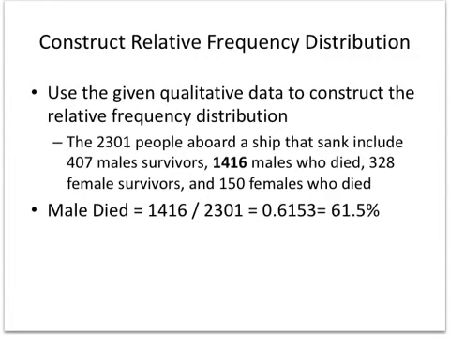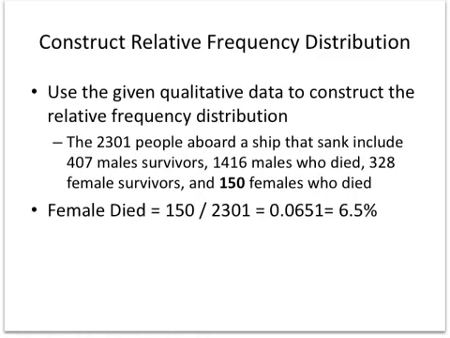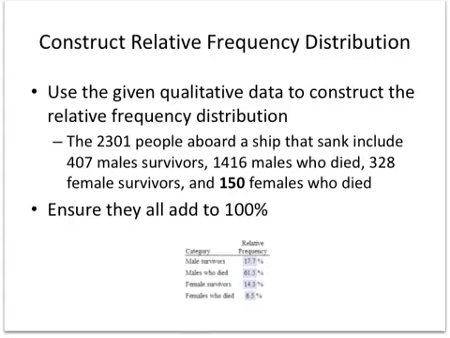Do the same thing for males who died, 1416 divided by the total. Female survivors, 328 divided by the total. And females who died, 150 divided by the total. It's always important to add these up and make sure that they add to 100%.